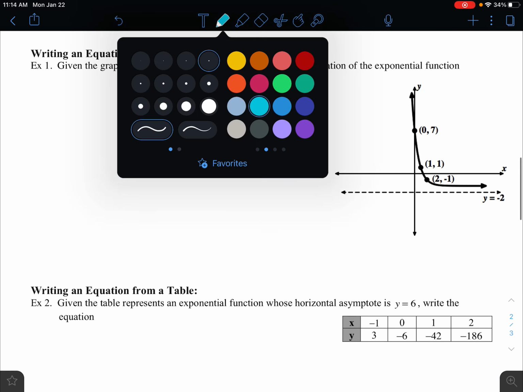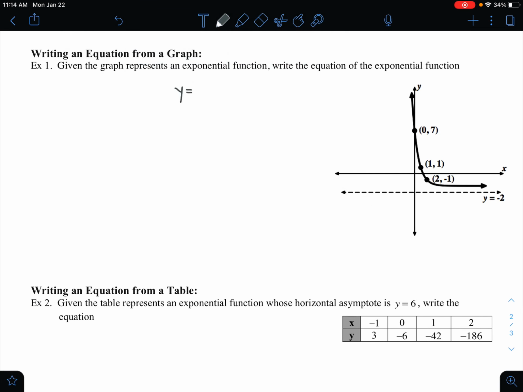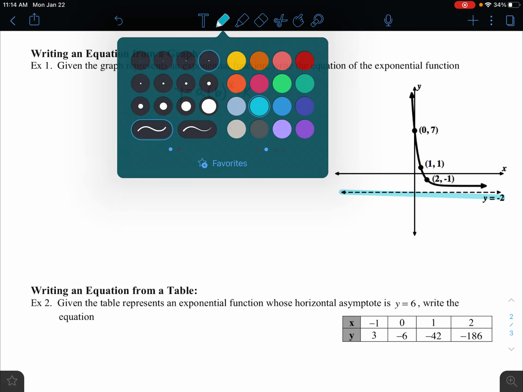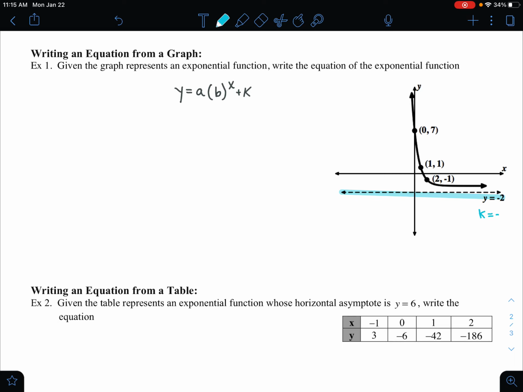So first we say our basic form of an exponential function is Y equals A, B to the X plus K. So now ask yourself, is there anything that I already know by just looking at the graph? Yeah, automatically we know that we have a horizontal asymptote at Y equals -2. So our K value is -2. So I'm going to go ahead and fill that in.